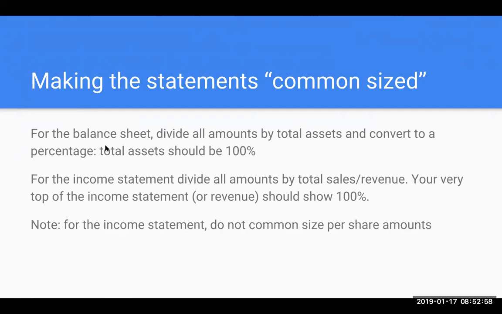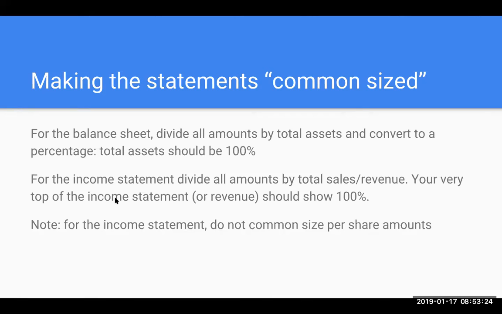Now, for the balance sheet, we're going to divide every amount on the balance sheet by total assets. To check our work, our total assets should be 100%. For the income statement, we're going to divide all amounts by total sales, or net sales, net revenue. The very top of our income statement should be showing 100%.